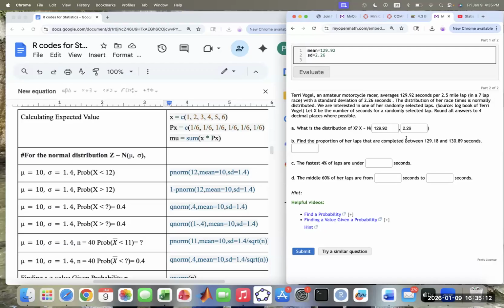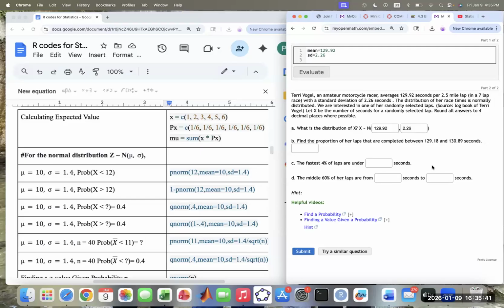We are interested in one of her randomly selected laps, so just pick one. Let X be the number of seconds for a randomly selected lap. This is what we have to find: the proportion of her laps that are completed between 129.18 and 130.89 seconds. So that's what we're going to do here.